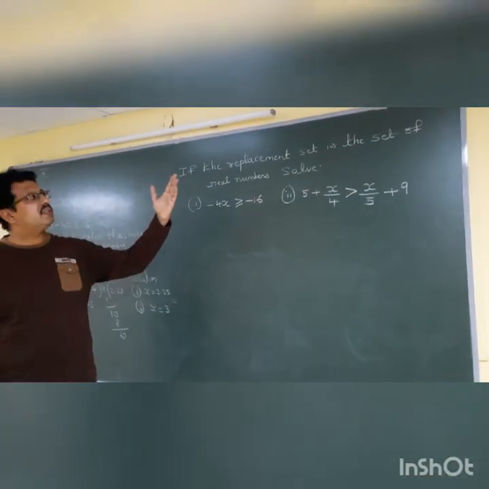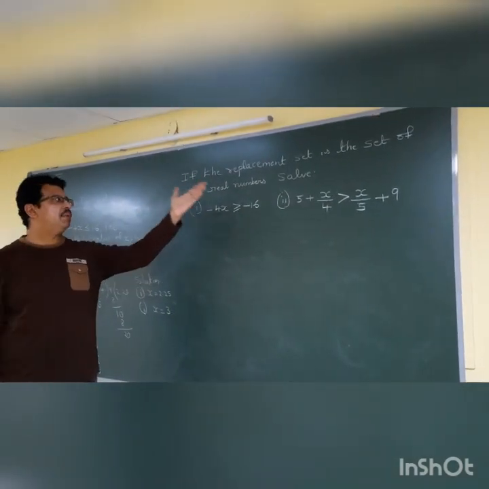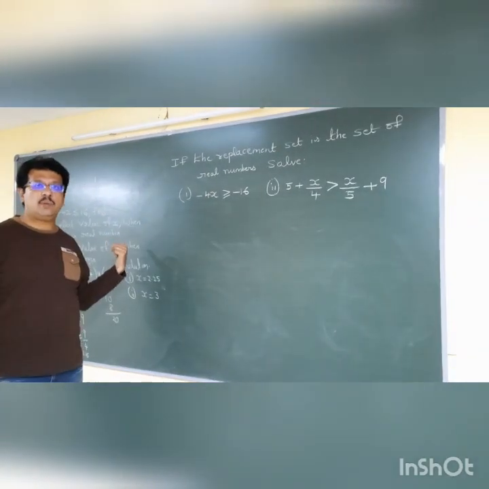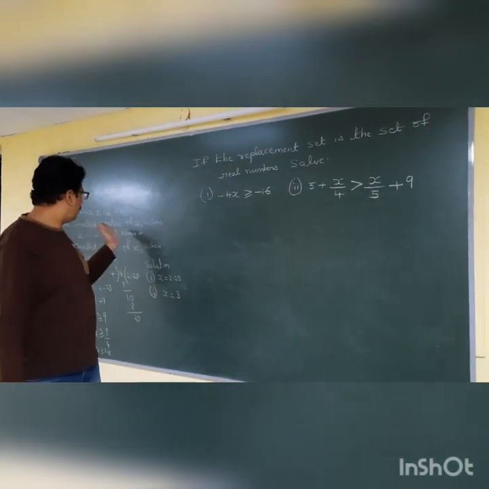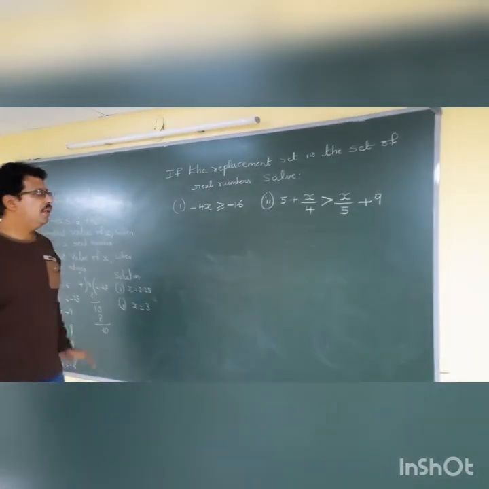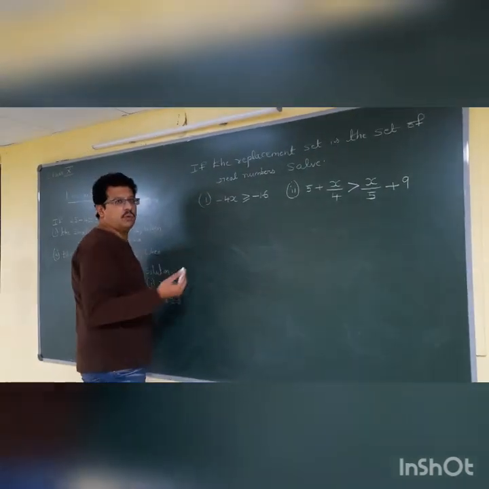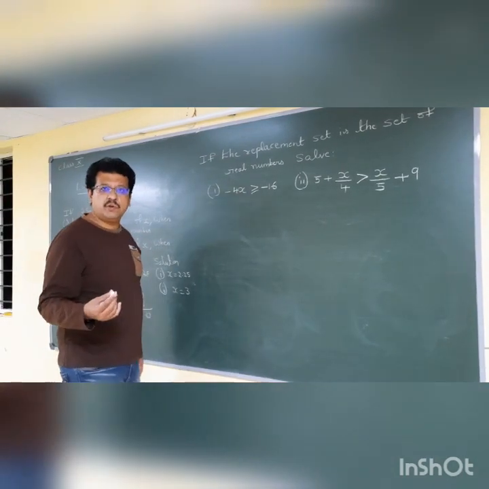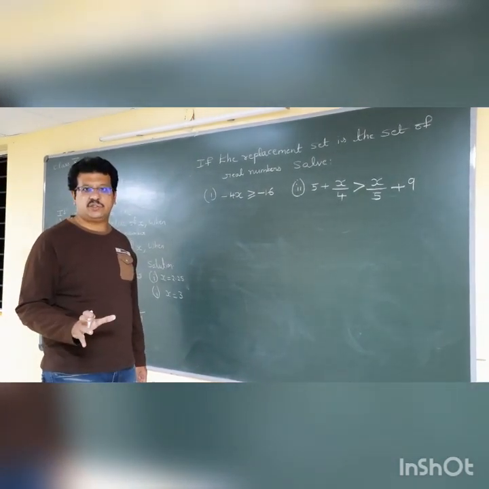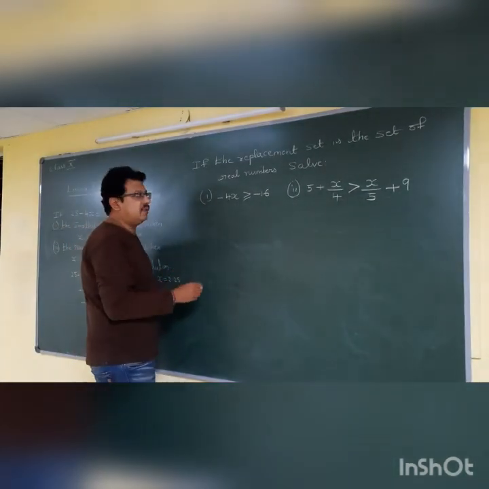If the replacement set is a set of real numbers, now I am coming back to the question for real numbers. In the previous problem I did it for real numbers as well as integers. I am doing it for real numbers now, the set of real numbers. What are real numbers? You all know, it's the combination of rational and irrational numbers. So let us solve this now.